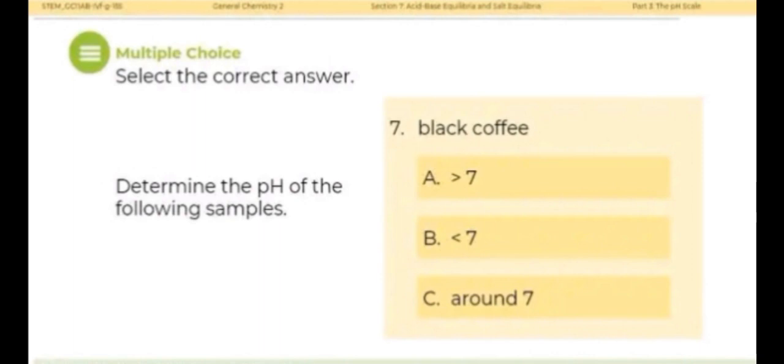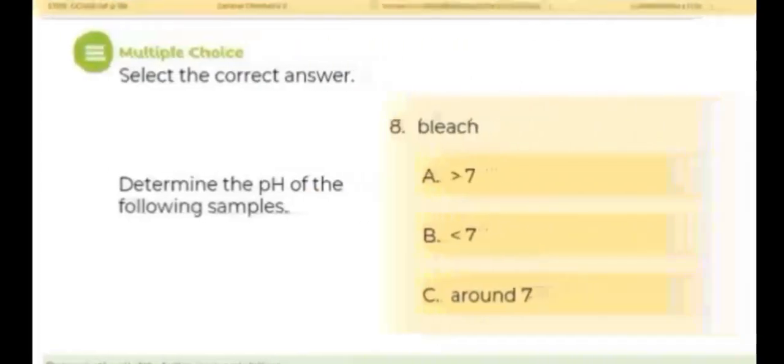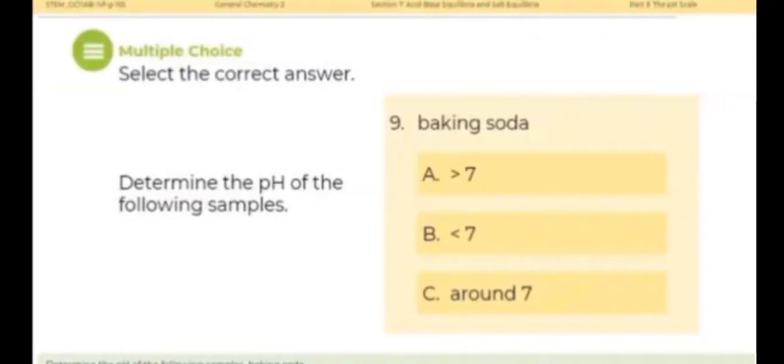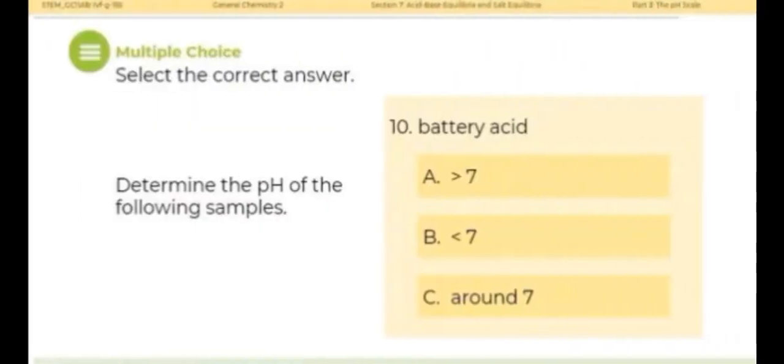Determine the pH of the following samples. Black coffee. Number 8. Determine the pH of the following samples. Bleach. Number 9. Determine the pH of the following samples. Baking soda. Number 10. Determine the pH of the following samples. Battery acid.